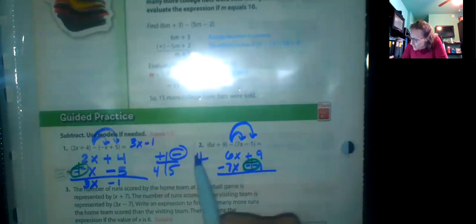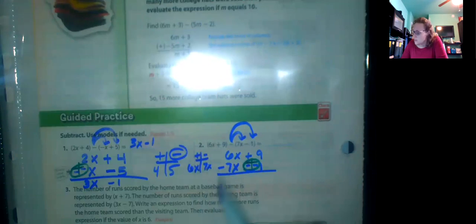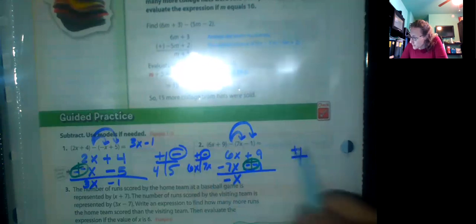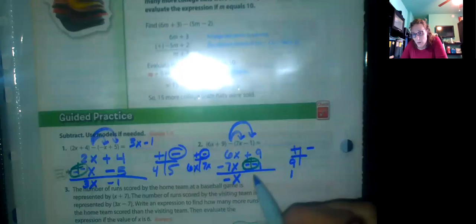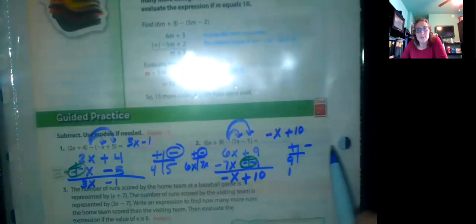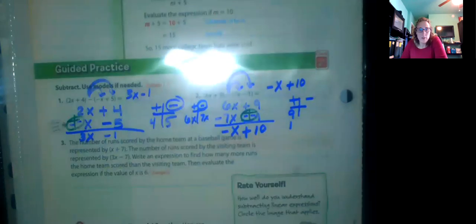Okay, so I've got 6 x's and 7 negatives. So 7's bigger, so I'm left with a -x, right? Because we're subtracting, so 7 take away 6 is 1. And then over here, I've got 9 positives, and now I have 1 positive as well, because that changed to a positive. So now I have a total of 10 positives. So -x plus 10. Okay.